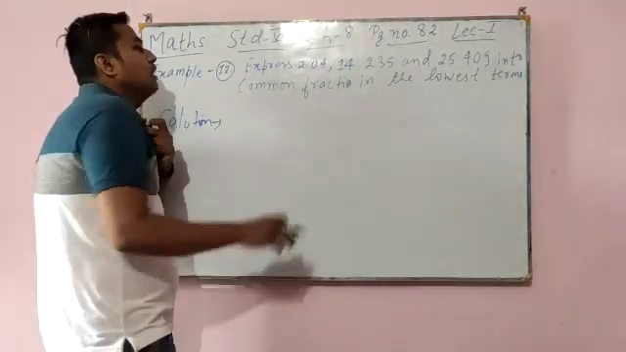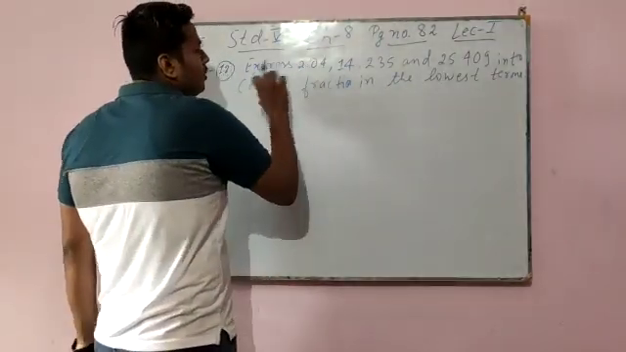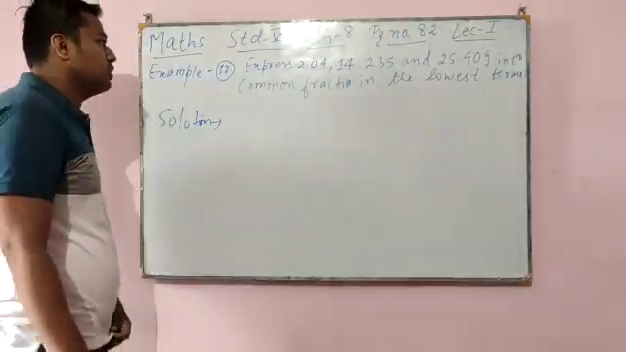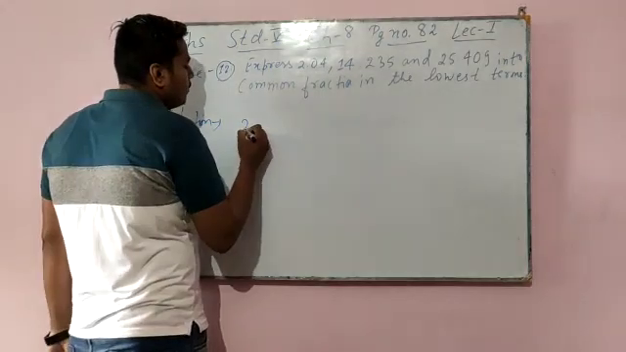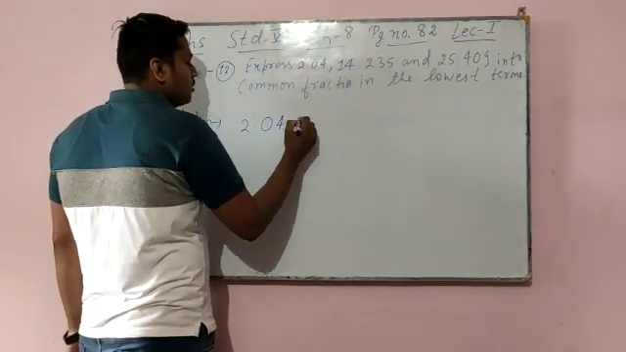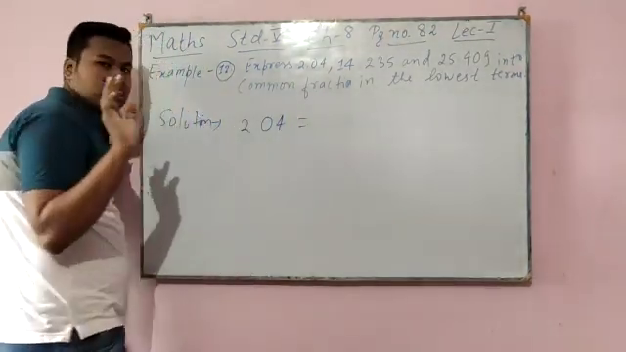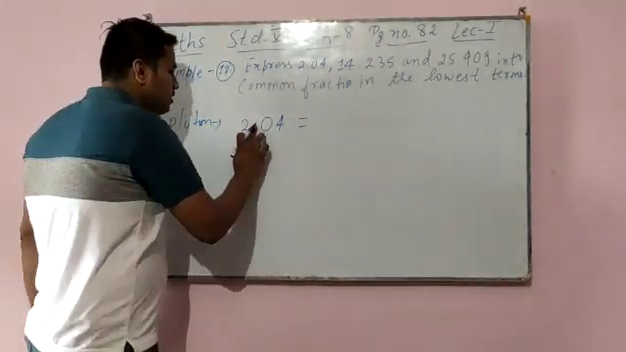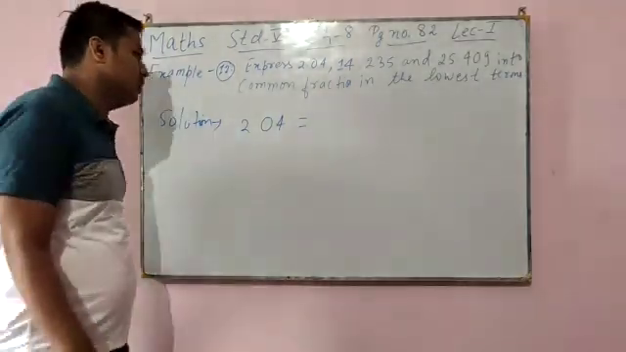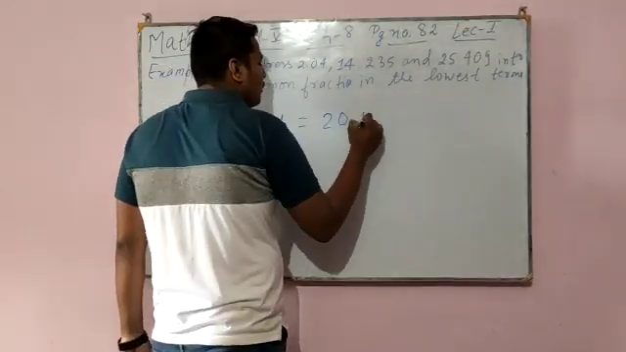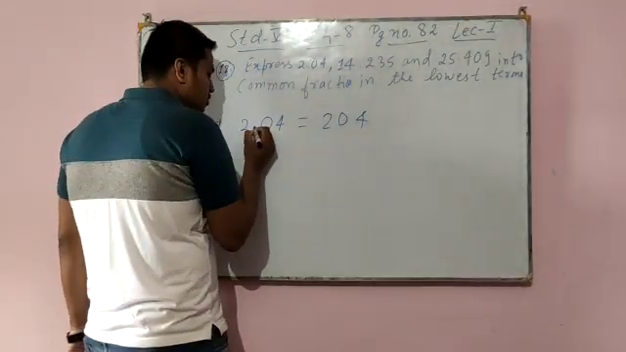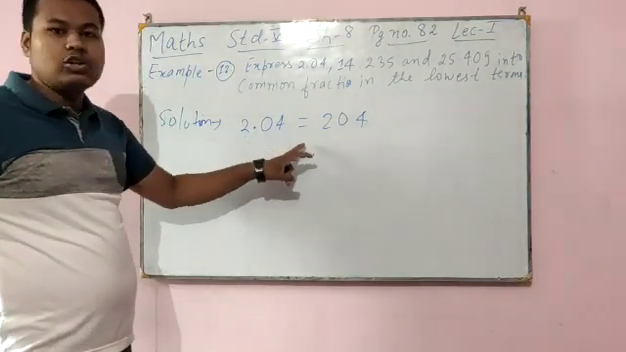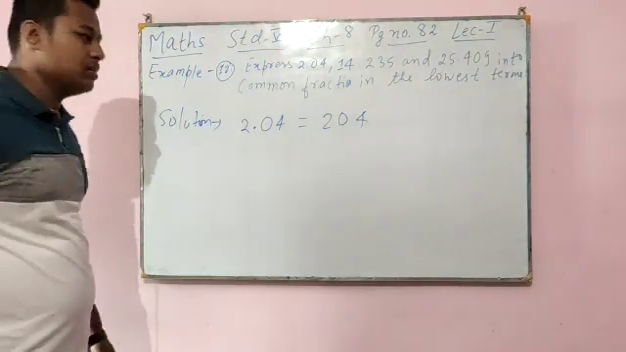See, in example number 11, we saw that before the decimal no number was there, but here a number is there before the decimal, so there will be a little difference. See, 2 decimal 04 is there, so forget about this decimal. Just forget like this decimal is not here. So what number is there? 204. So write 204. For writing the numerator, forget that any decimal is there.